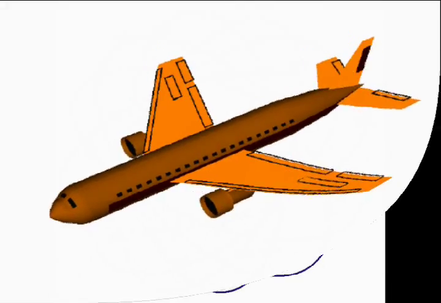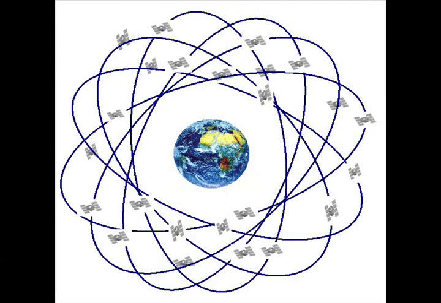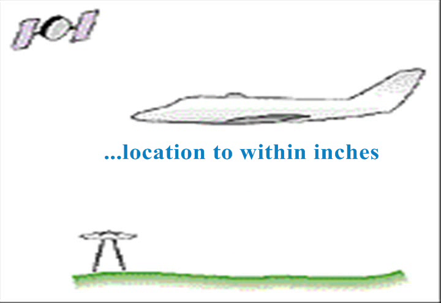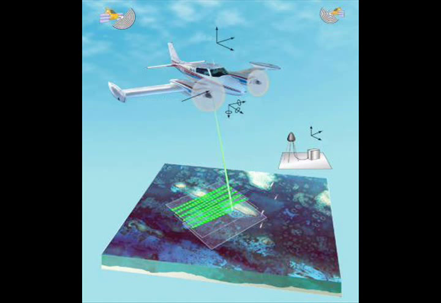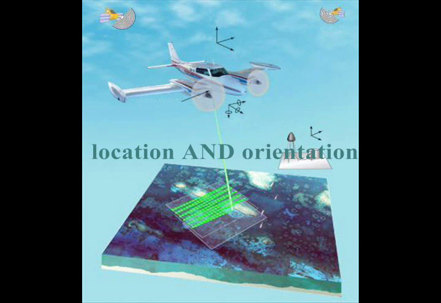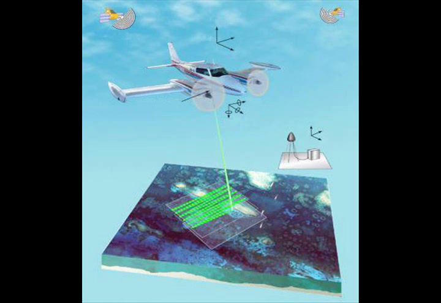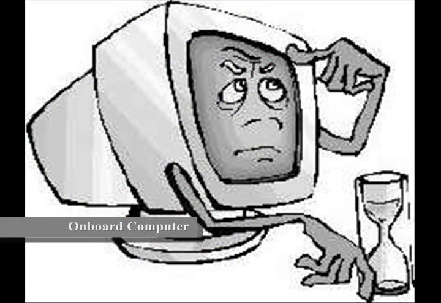The next component is the GPS, or Global Positioning System. Just as with commercial units used in automobiles, the GPS provides the location of the Lidar platform. Commercial Lidar GPS systems are accurate to within several inches. Coupled with the inertial measurement unit described previously, this provides very accurate information on both the location and orientation of the Lidar platform. The final major component of the Lidar system is the onboard computer.